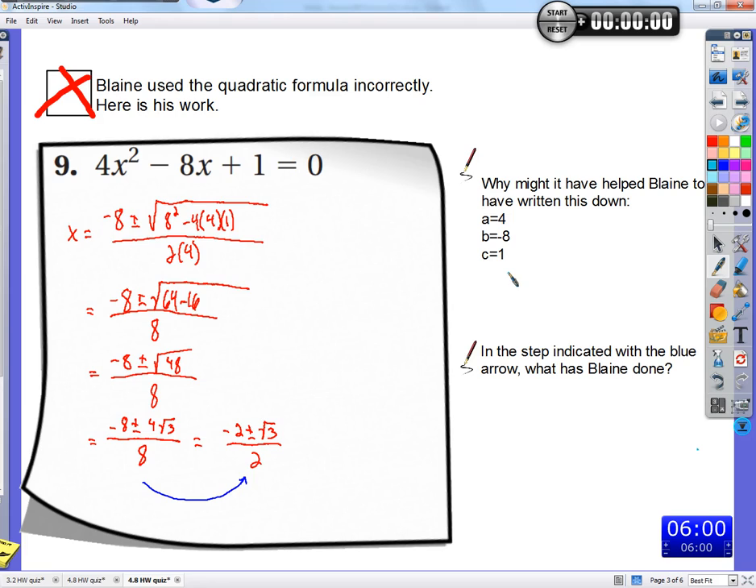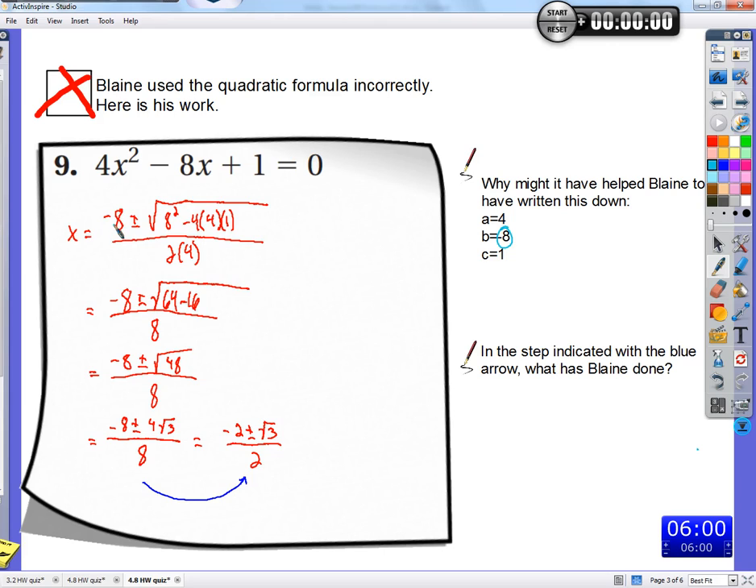You're not sure? I'm not sure. Okay. The formula says negative B. You just put in normal B. He did. Just put in normal B. If the formula had said B, then he would have put in B, because B is negative 8. So that's just B. That's not negative B.